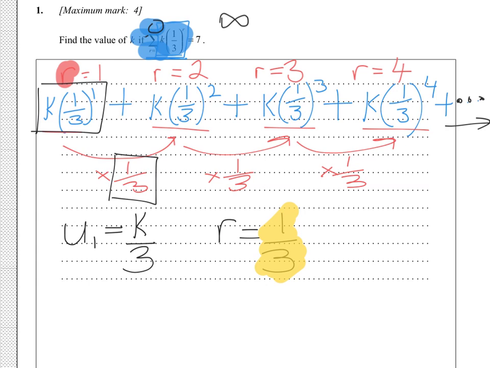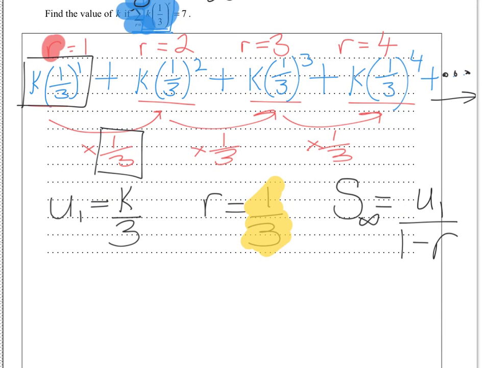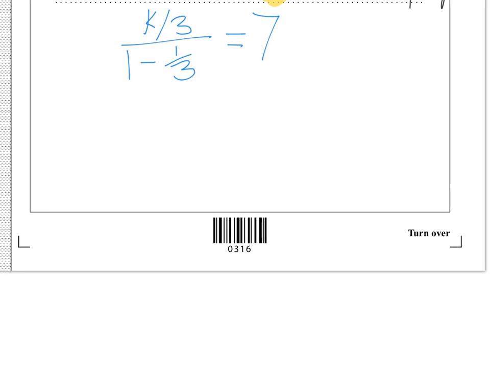So we can evaluate the sum to infinity using the formula that is in the formula booklet. The sum to infinity, which they usually just call S, sometimes S with a little infinity symbol, is u1 over 1 minus r. Okay, so let's put in what we know. u1, well, that's k over 3, over 1 minus r, is equal to, and we get told the sum to infinity is 7. So now it's just a case of solving this equation and finding the value of k.